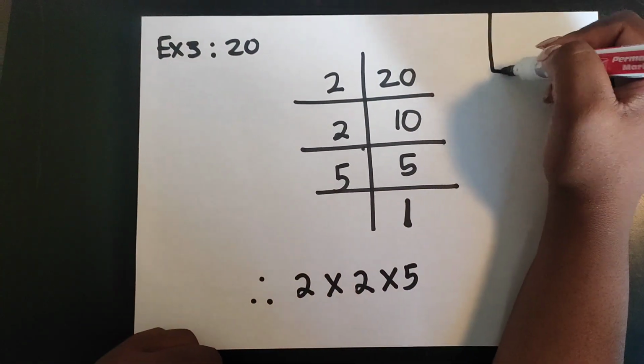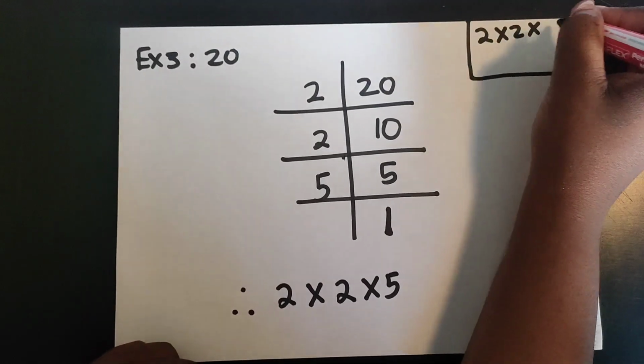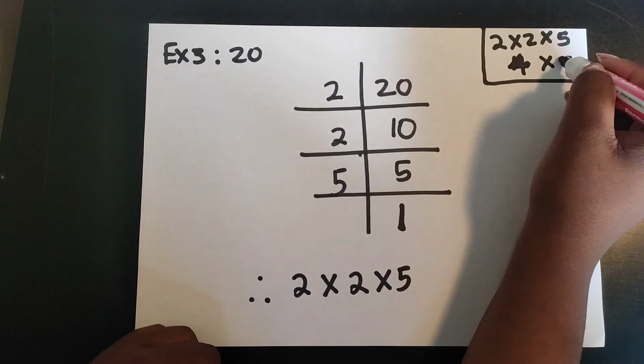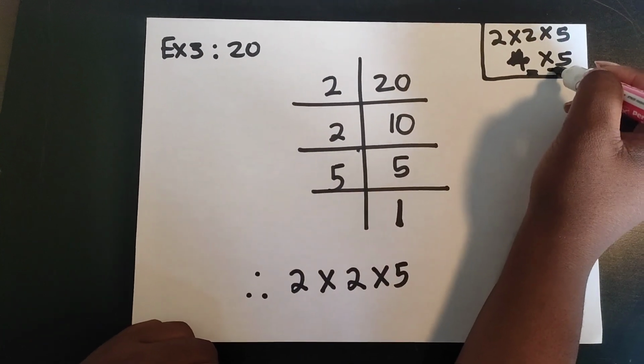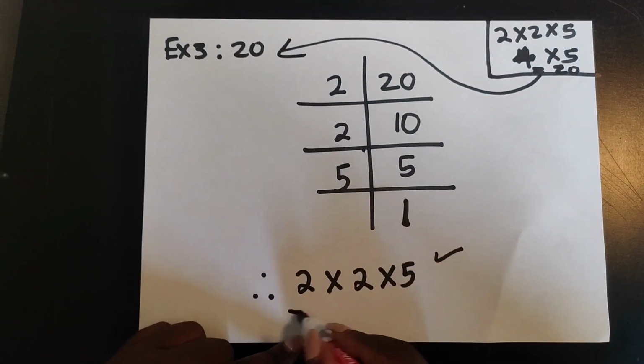And on the side, you can just check if you're right by writing 2 times 2 times 5. 2 times 2 is 4, times 5. So 4 times 5 is 20. So this is correct, you're done.